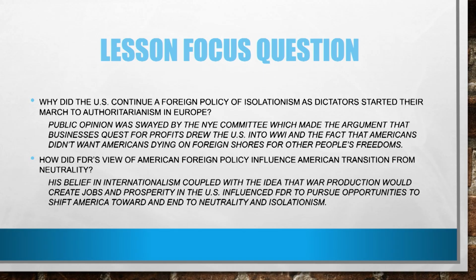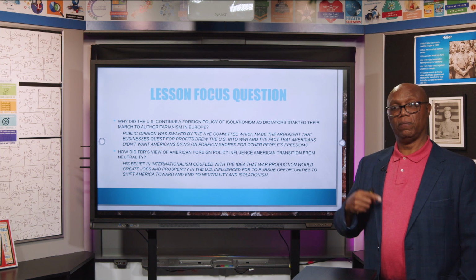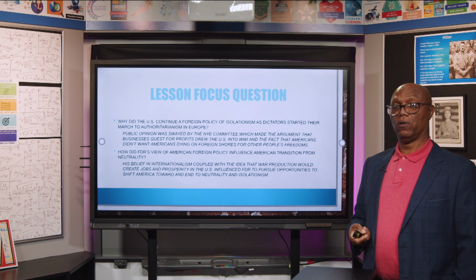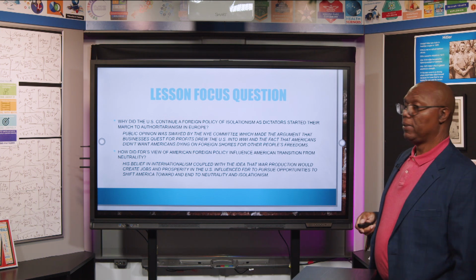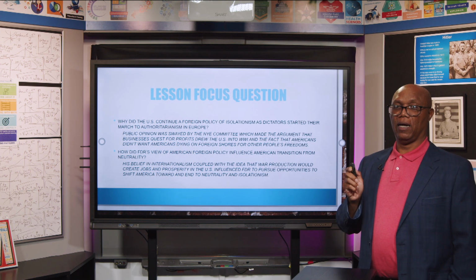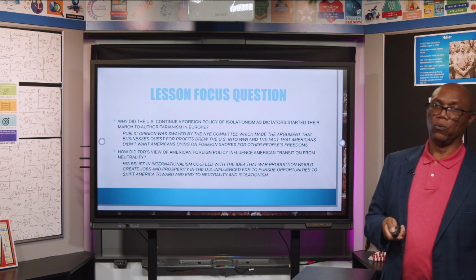How did FDR's view of American foreign policy influence the American transition from neutrality? His belief in internationalism, coupled with the idea that war production would create jobs and prosperity in the United States. Understand something: we had just gotten out of the throes of the Great Depression. And the one thing Americans needed was jobs and money. The two things that could be provided by involvement in the war were the creation of jobs and money to be made. So, because of those two things, America is going to move less towards neutrality and more towards involvement in World War II.